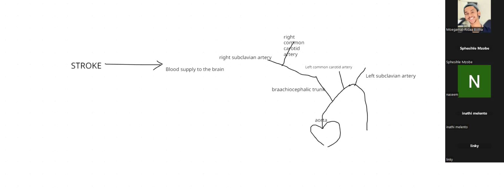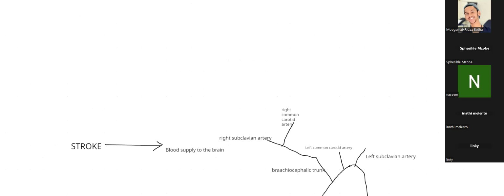So just make it a bit smaller. From the right common carotid artery, you basically have the branching. The right common carotid artery then branches into your right internal carotid artery. You have a branch going into your right internal carotid artery.